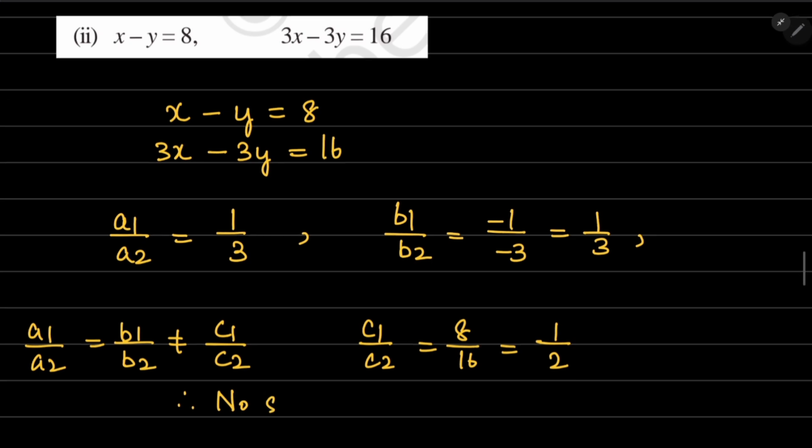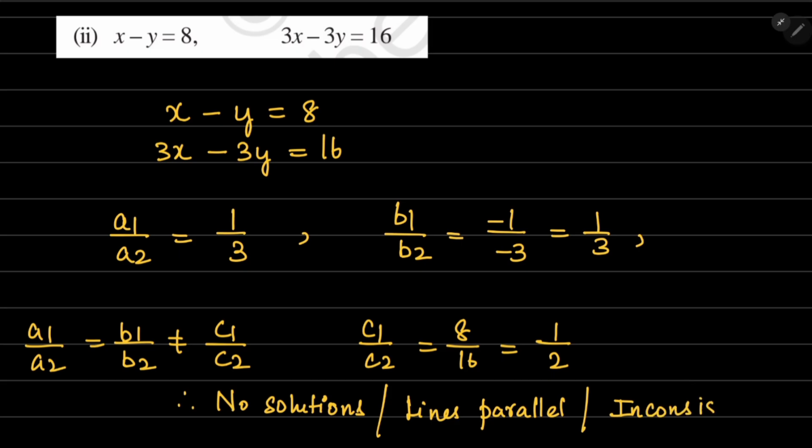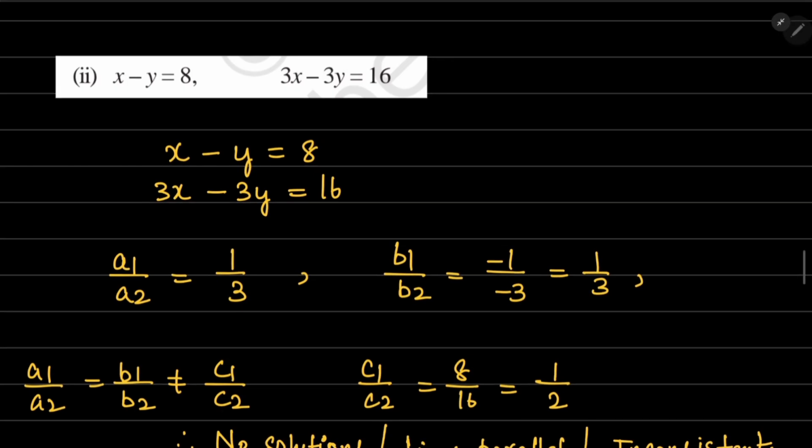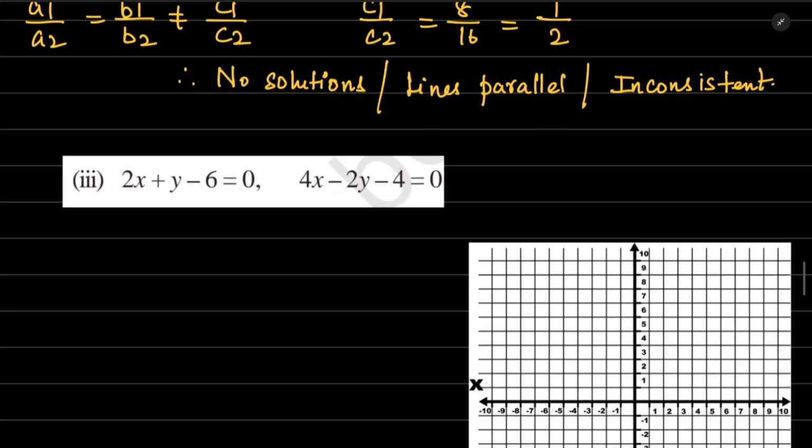Okay, no solution is one thing that you can say. What can you say about the lines? The lines will be parallel. The lines are parallel. And will the system be consistent or inconsistent? The system will be inconsistent. So these are the scenarios that you have to remember. Okay. So that's your second question. Now let's move on to the third one.